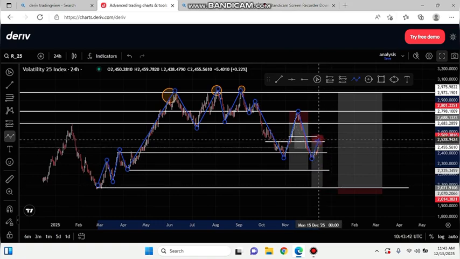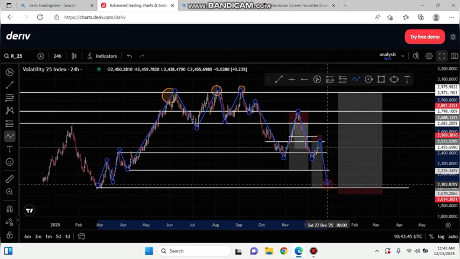Now this is where it came here for a retest. Now this is where we can actually look for refined entries, sniper entries, and it should redistribute over here.